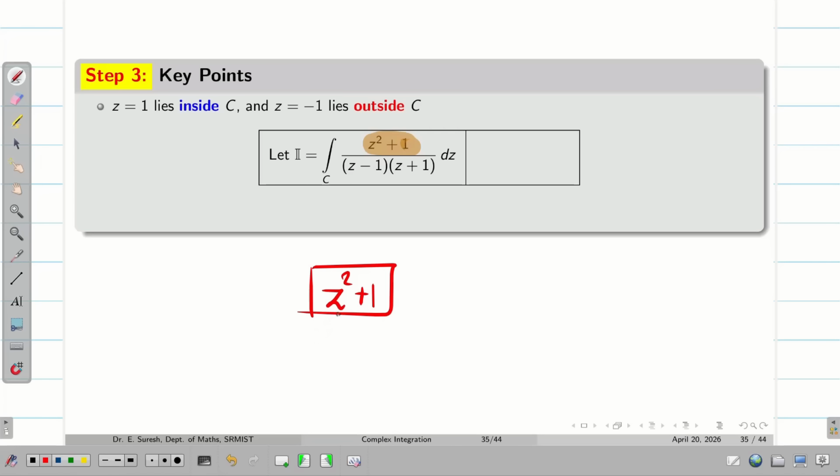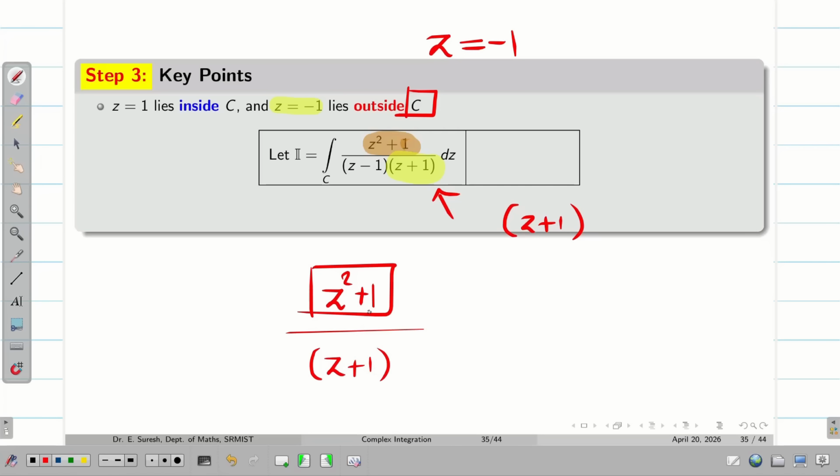We know polynomials are entire functions. They are analytic everywhere. So z square plus 1 is analytic inside and on C. It is very obvious. Just now we see z equal to minus 1. That means z plus 1. We should be very careful in choosing here. Z equal to minus 1 means when we choose in the problem it is z plus 1. Z plus 1 lies outside C. So it will not affect the analyticity.